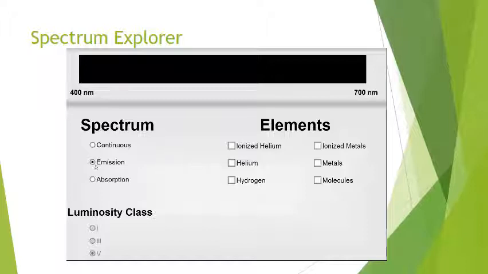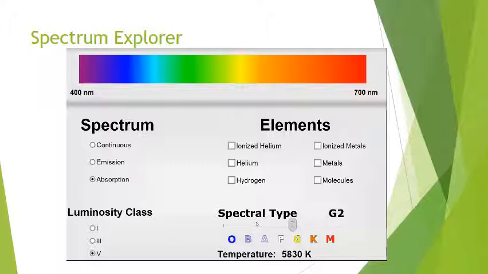Now, if you're looking at a star, you're more likely to see an absorption spectrum than an emission spectrum. So let me pop on an absorption spectrum. And in this case, I do have to choose a spectral type. And we're going to look for hydrogen. So notice for a G2 star, which is actually like our sun. And again, the spectral type and luminosity class, we're going to get to in chapter 13. So that's a little bit ahead of the game here.